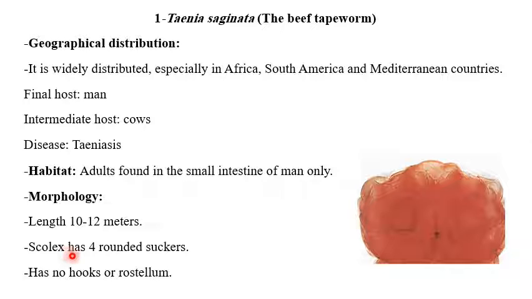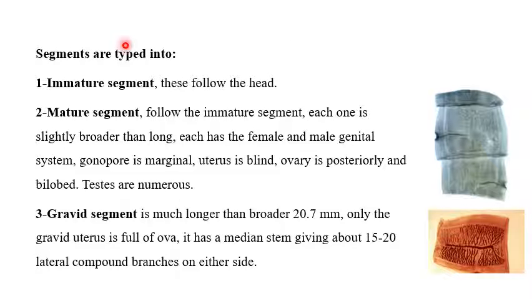Scolex: Taenia saginata has 4 round suckers without hooks. It has no hooks or rostellum. Segments are tapped into immature segments, which follow the head. Mature segments follow the immature segments. Each one is slightly broader than long. Each has the female and male genital system.